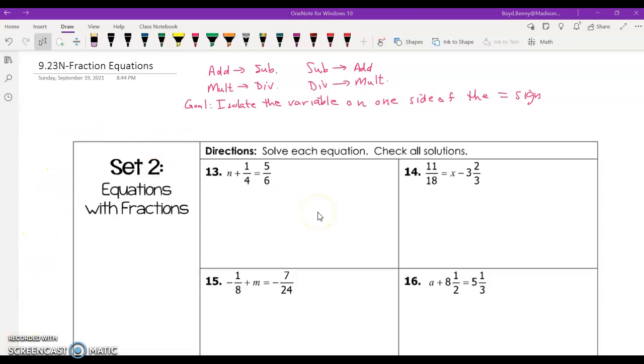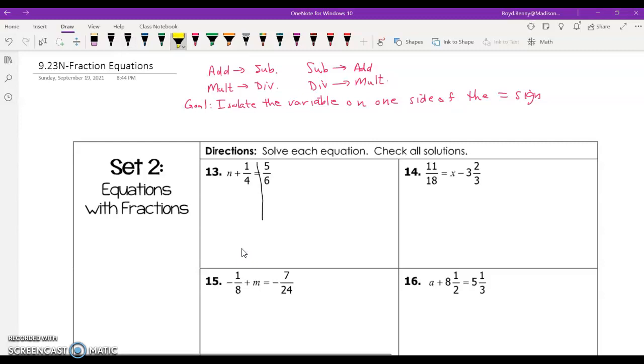All right, so let's go ahead and take a look at our first example, number 13 here. So just like we've done in the previous lessons on solving equations, we want to draw the line at the equal sign, and we're going to keep our equal sign on the line as we work these problems out.